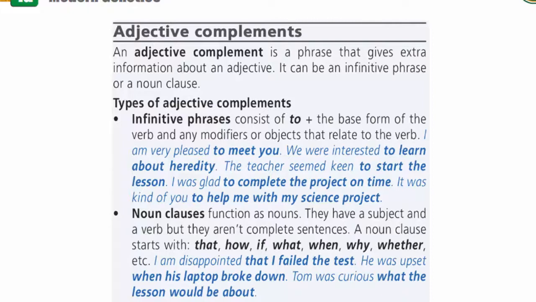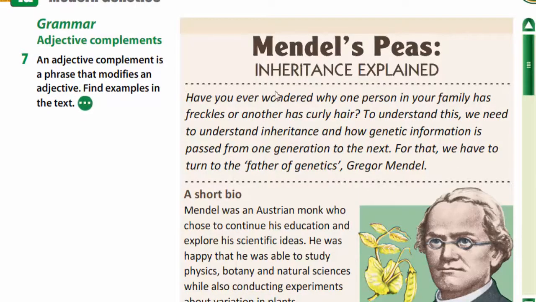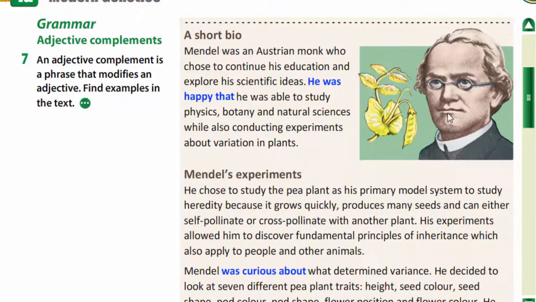Noun clauses function as nouns. They have a subject and a verb, but they aren't complete sentences. A noun clause starts with that, how, if, what, when, why, whether, etc. For example, I am disappointed that I failed the test. He was upset when his laptop broke down. Now let's find these complements in the text.